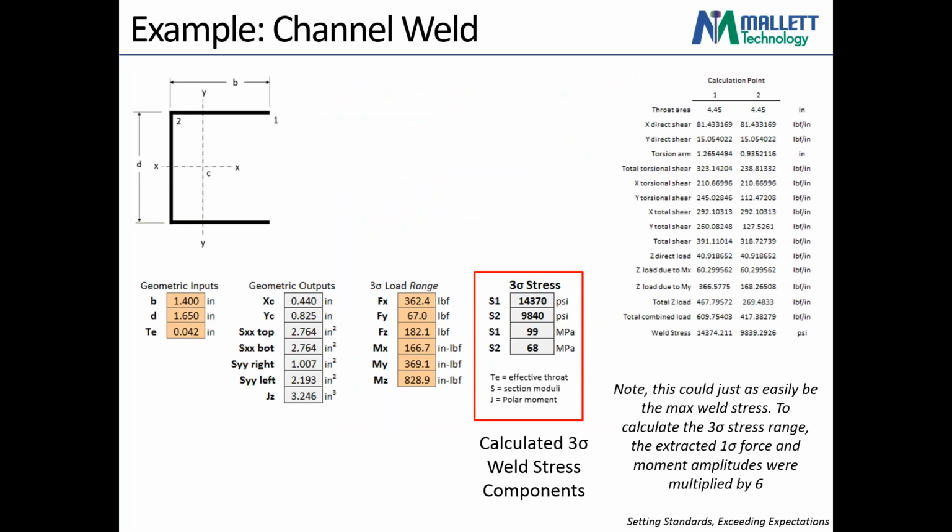Using the exact same process, it could just as easily be a max weld stress for a static load case. The reason this is 3 sigma is essentially when I extracted my forces, there were 1 sigma forces and moments, and I had multiplied those by 6 to get my 3 sigma stress range, right? So I multiply it by 2 to get from stress amplitude to stress range, since I'm comparing to AWS, and then I multiply it by 3, so 2 times 3 is 6, to get my 3 sigma stress range.